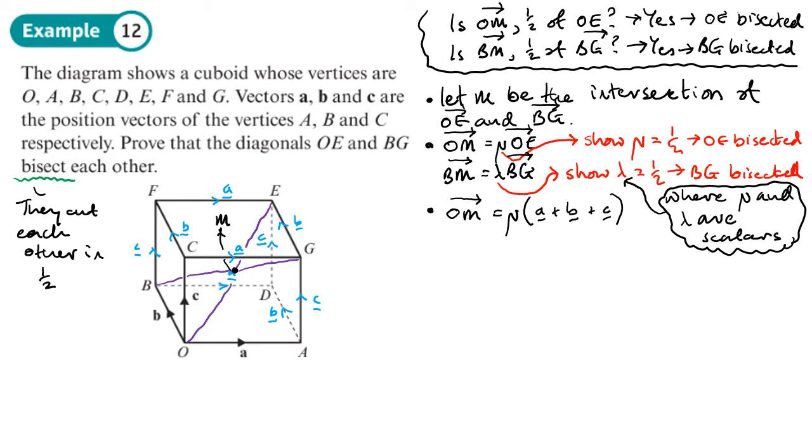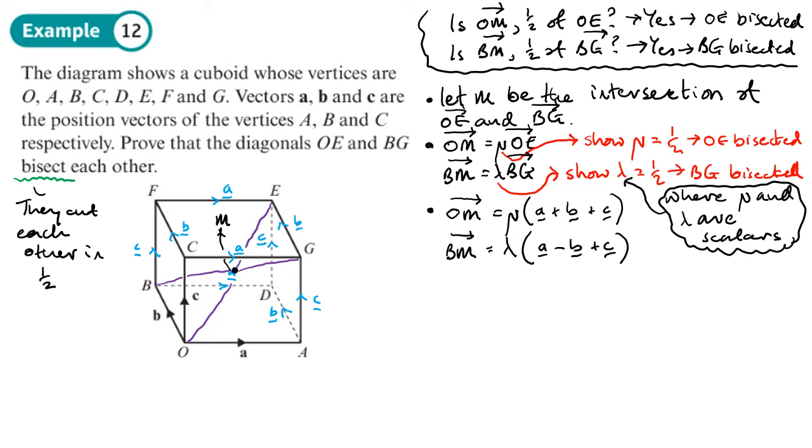Now I want to write down a vector that takes me from B to M. That is a scalar of BG. So how can I get from B to G? Well, that's A minus B plus C. A minus B plus C. So let's write that down. A minus B plus C.